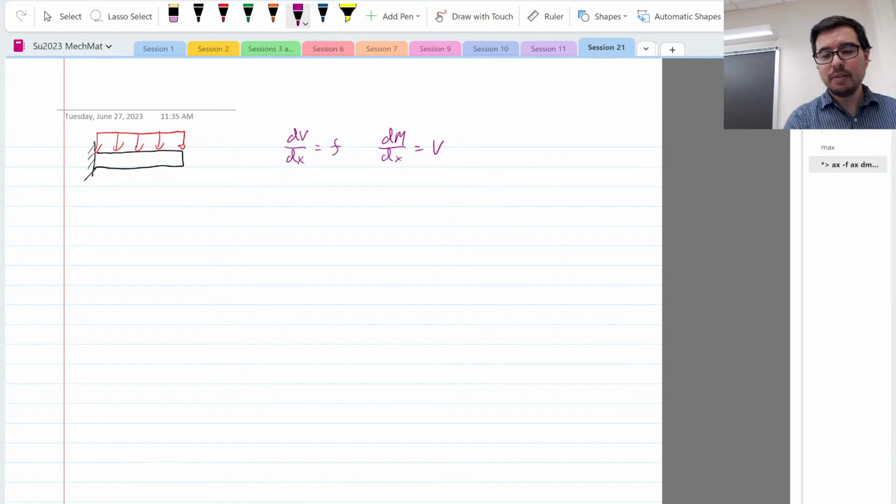So here, what are we going to do? Well, first we're going to do external equilibrium. You always want to do external equilibrium first. Okay, for both techniques, right? So external equilibrium first.